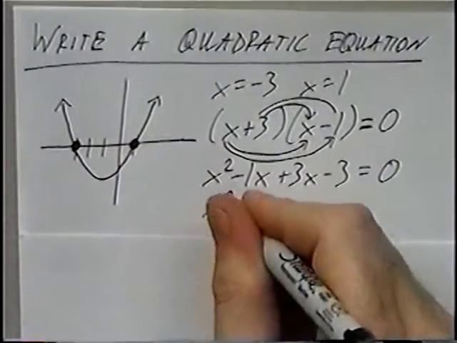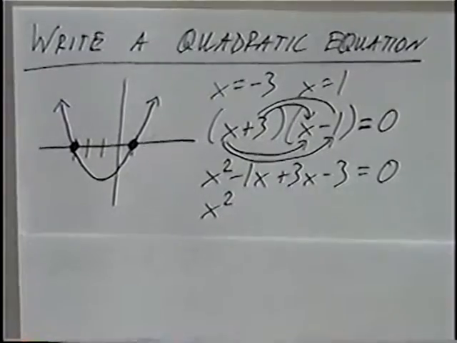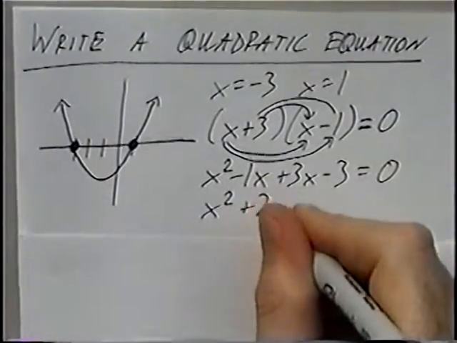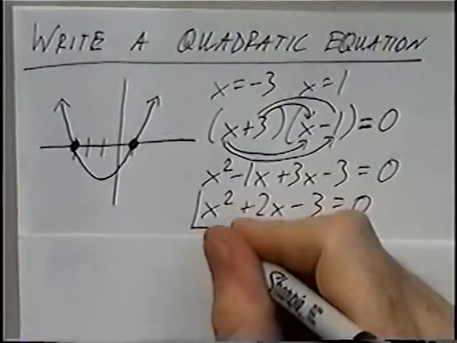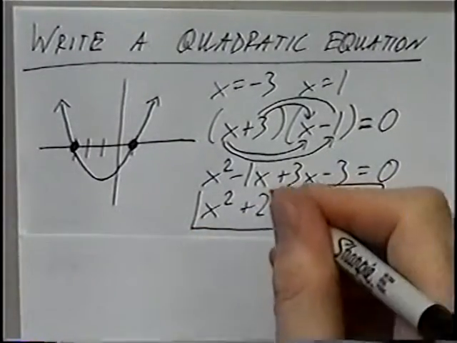Combining like terms, we'll have x squared, -1x plus 3x would be 2x, minus 3 equals 0, and that will be our quadratic equation for the graph.